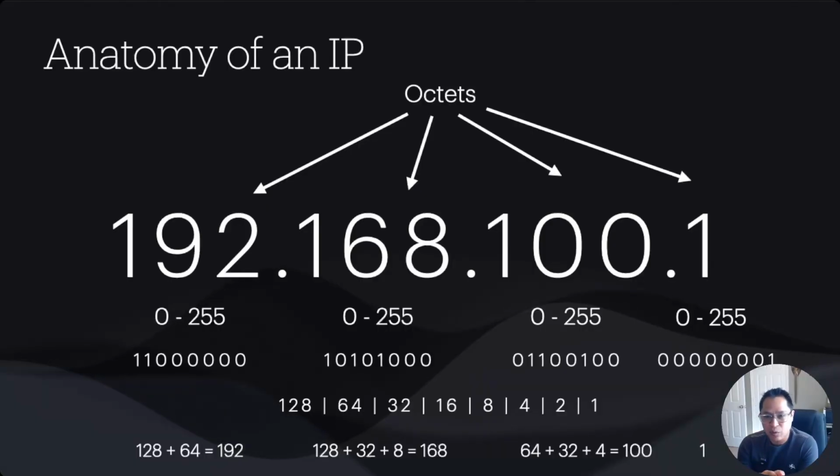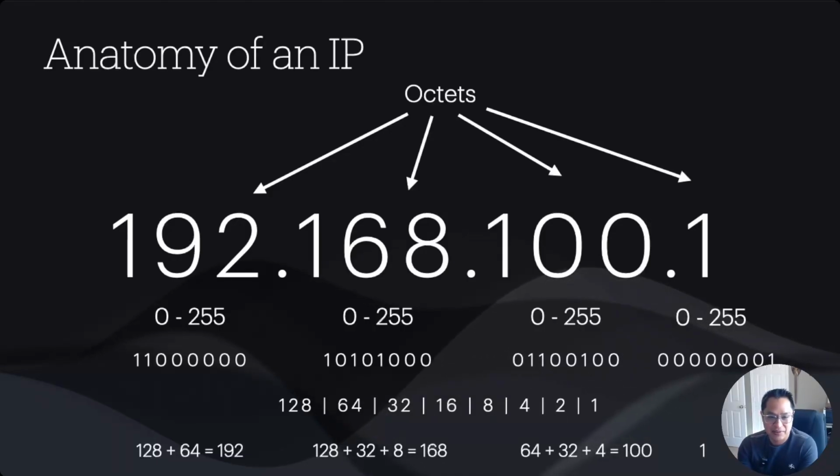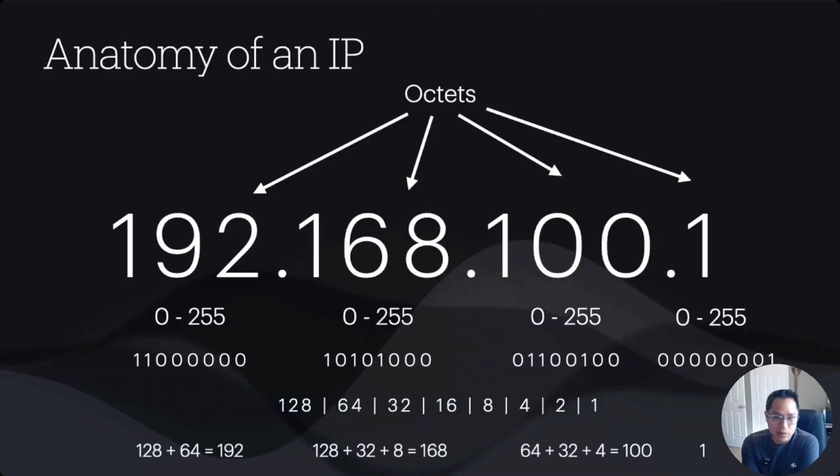Now, as you learn more, you'll learn that there are different classes, and there are public and private IP addresses. In this case, the 192.168 range is typically a Class C private address. You also have another private address range that usually starts with 10. But for now, when you look at this IP, it's 32 bits total, so that's why it's called a 32-bit address, and 4 octets.